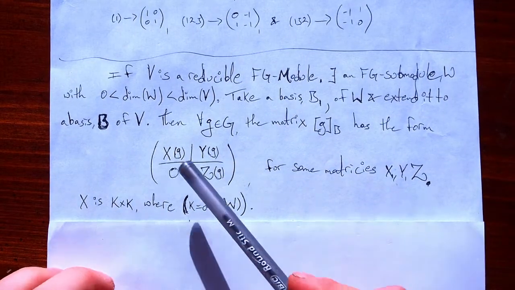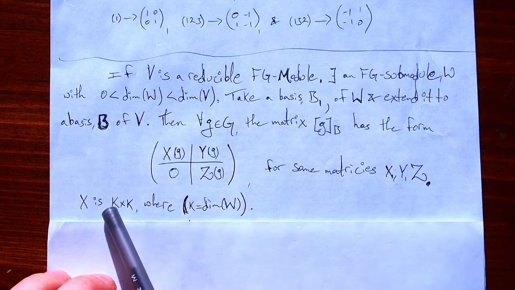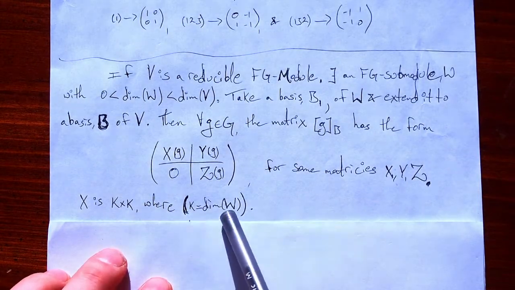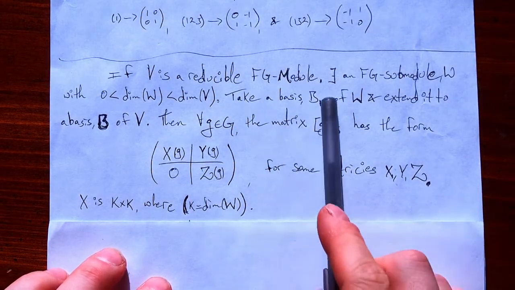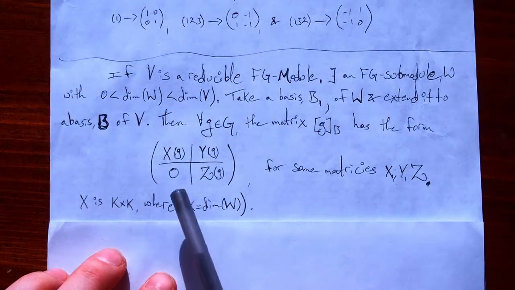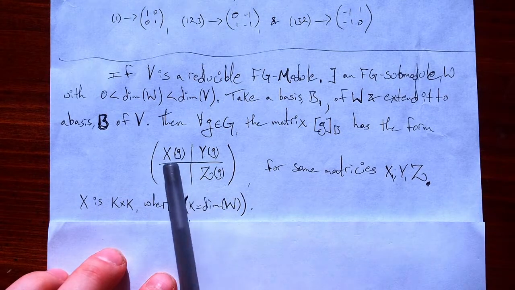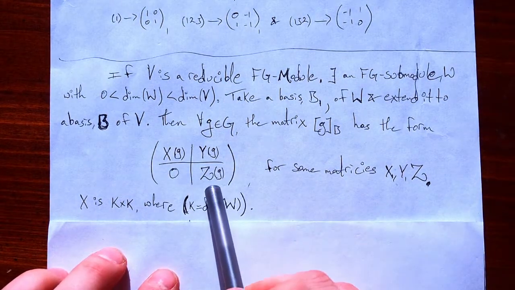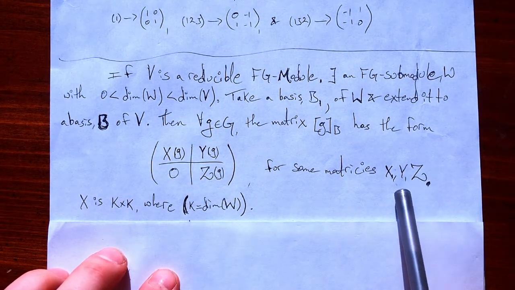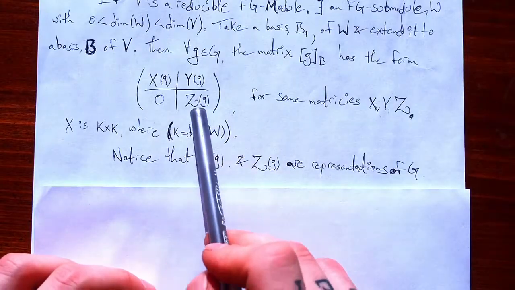And we always have that this representation up here is going to be a K by K matrix where K is the dimension of our subspace. And that's going to follow from the fact that we extend our basis starting with the basis for our subspace. So that's where this representation comes from. And then our extension is going to tell us what Z is. So these two guys are square, Y is not necessarily square.